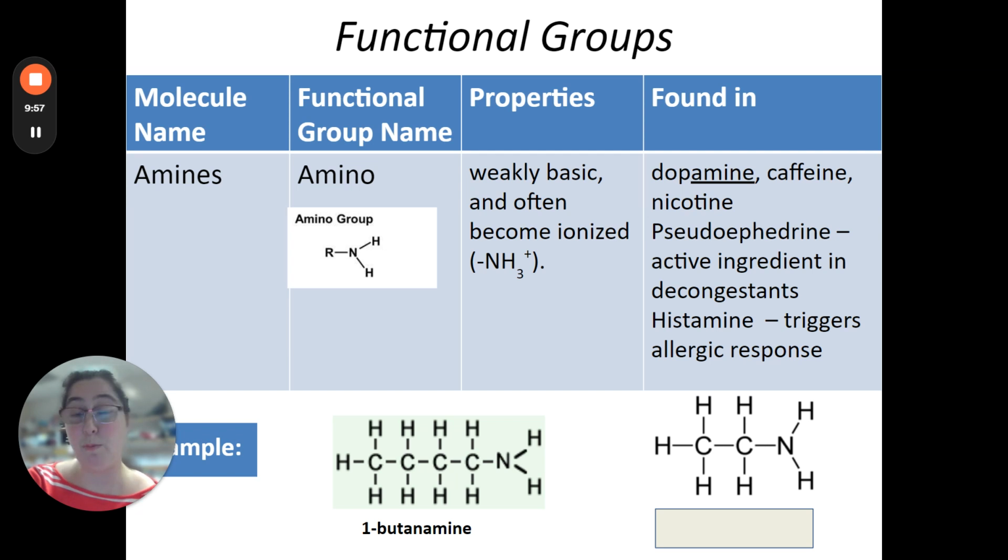Histamine, dopamine, caffeine, nicotine, all of these have amine groups. So you can see down below we have 1-butanamine. See if you can name the other one. It's 1-ethanamine. Eth for 2 carbons, amine for the amine group on carbon 1.